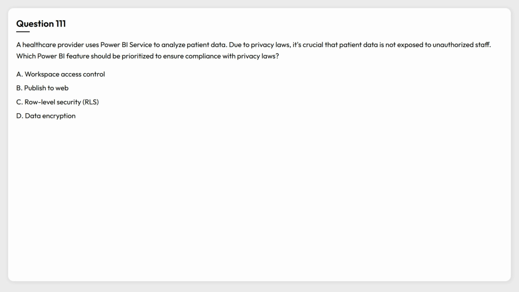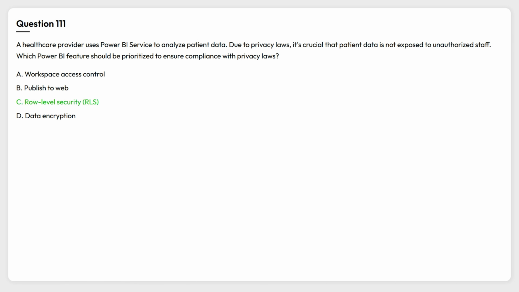Option A. Workspace Access Control. Option B. Publish to Web. Option C. Row Level Security, RLS. Option D. Data Encryption.